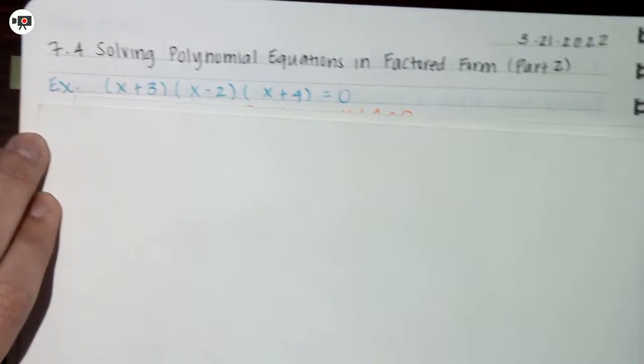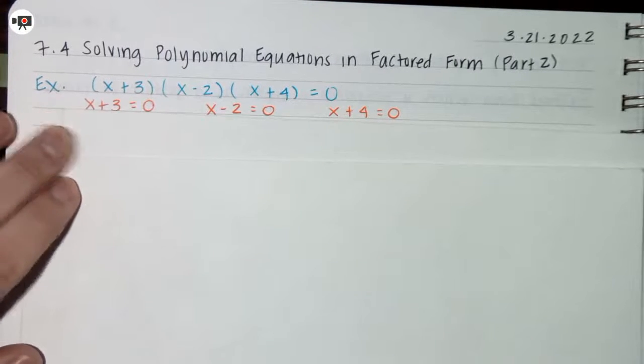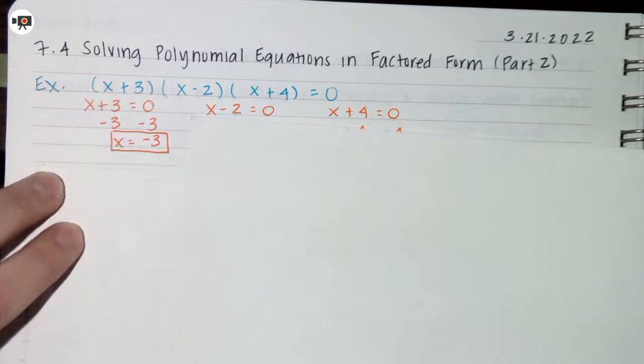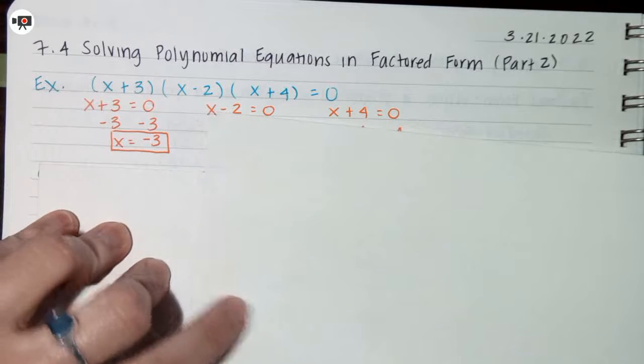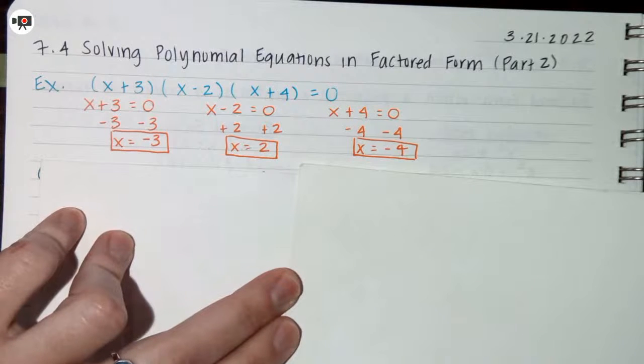If I have three binomials, I would set each of them equal to 0 and solve for x. So I get x equals negative 3, x equals 2, and x equals negative 4.